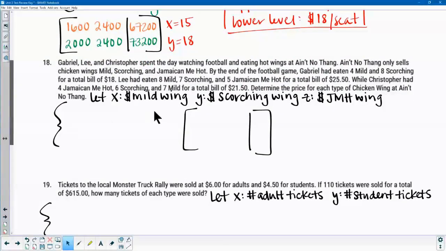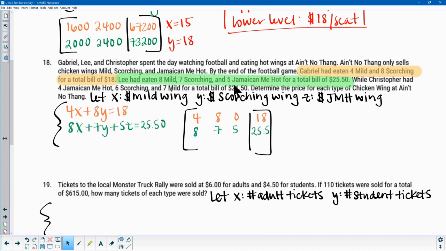Looking at 18, I have x is the cost of a mild wing, y is the cost of a scorching wing, and z is the cost of the Jamaican Me Hot wings. So I have to take this student by student. Gabriel had eaten 4 mild and 8 scorching, so that's 4x plus 8y equals $18. Lee had eaten 8 mild, 7 scorching, and 5 Jamaican Me Hots for $25.50. And then Christopher had 4 Jamaican Me Hots. Be careful because it's not in order. 4z, 6 scorching, 6y, 7 mild, 7x for a total of $21.50.